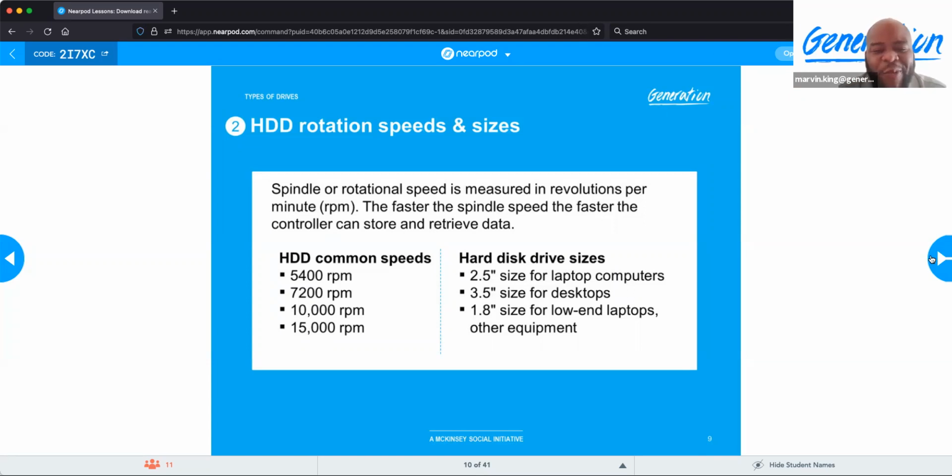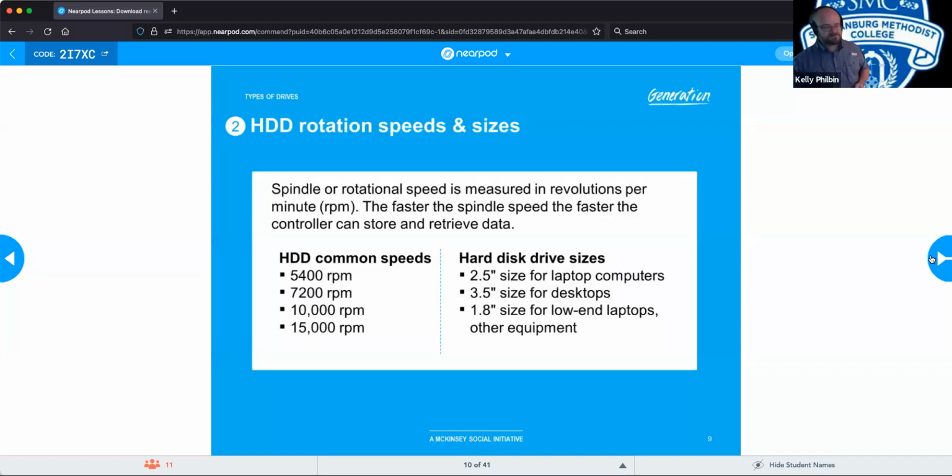Someone asked, what would we consider a low-end laptop? I think that's kind of poorly worded, because that hard drive size can reflect a smaller form factor. So you can, like with the advent of Air books and things like that.